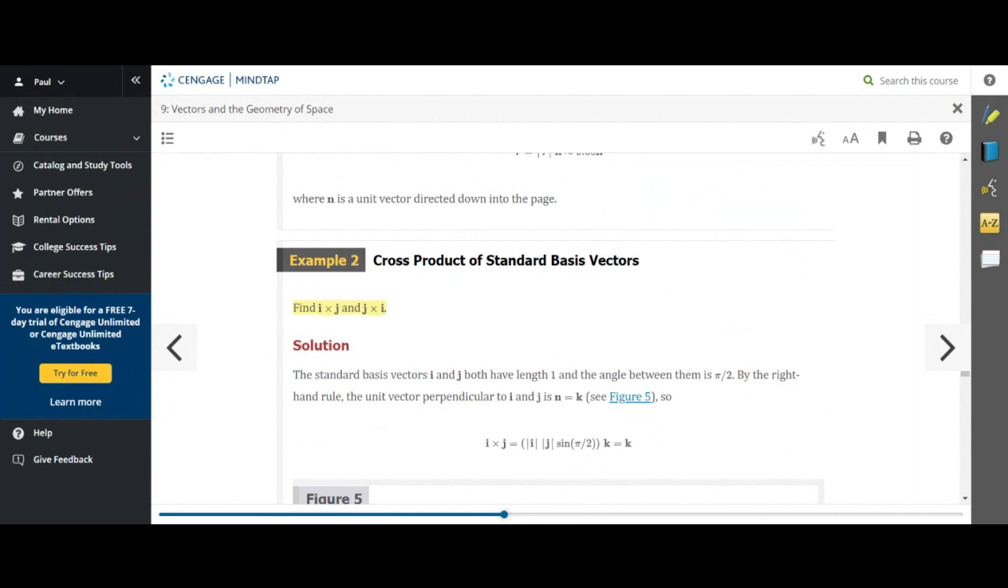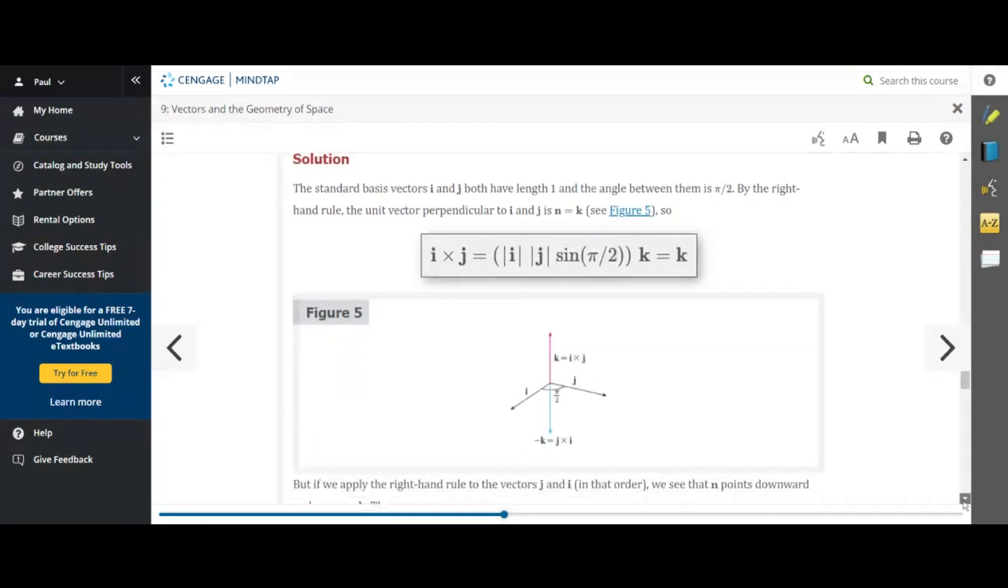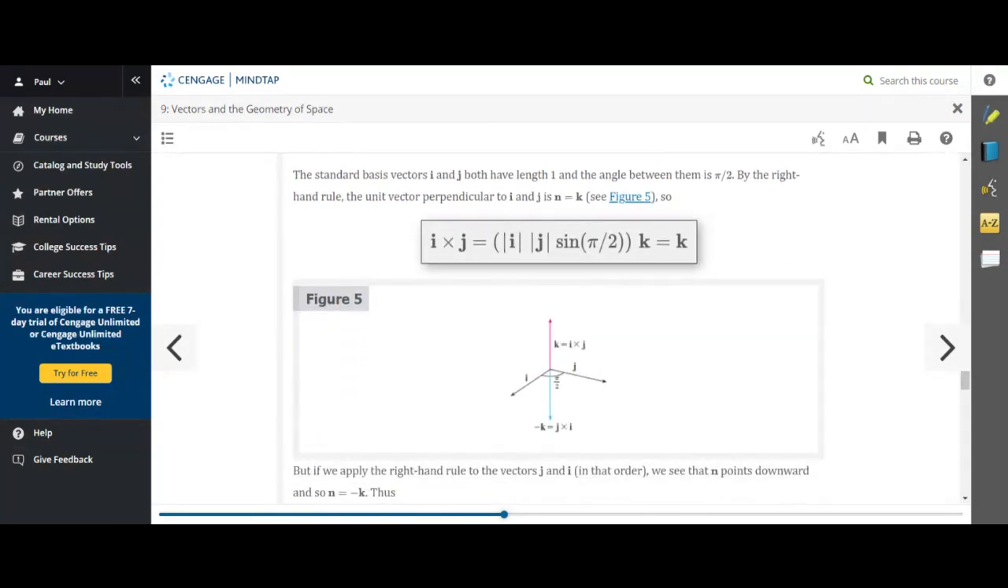Okay, and you don't really need to use the formula. I mean, here, they show you how to use the formula right here. If you wanted to use the formula to find the cross product, you could do that. It's the K vector. But it's a little easier to use the right-hand rule.